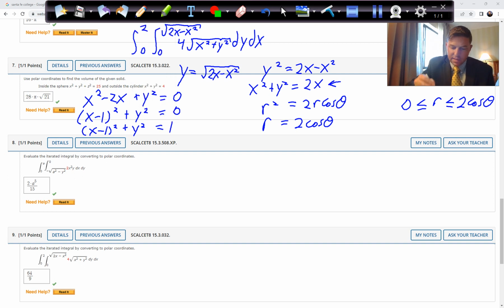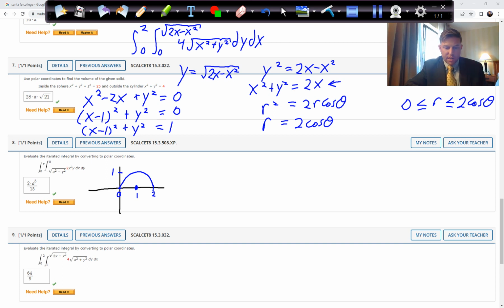And if you plot that, I guess I'll do it down here. That is a circle centered at 1, 0. So it's 0 in the y, 1 in the x. This is the center of a circle of radius 1. So we would have 2, 0, 1. This thing's going to look like this.